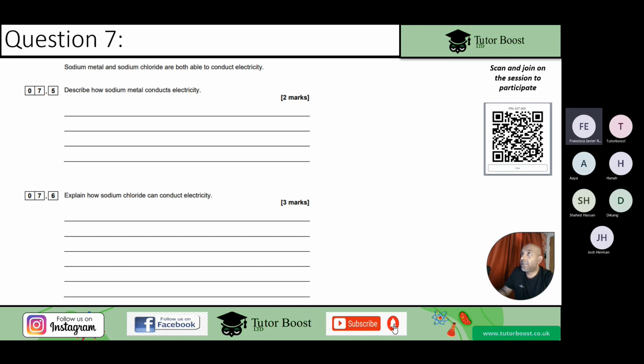Next question. Sodium metal and sodium chloride are both able to conduct electricity. Describe how sodium metal conducts electricity and explain how sodium chloride can conduct electricity.